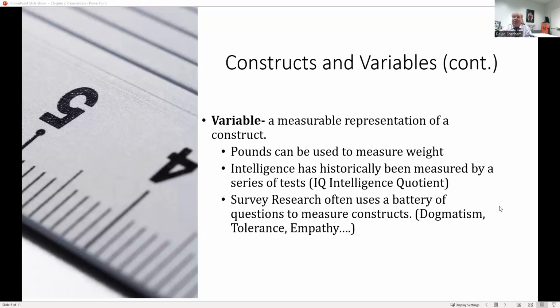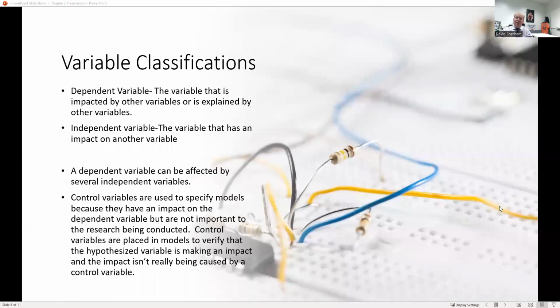And we typically call constructs variables. That's typical in social science, but that's not what the terminology uses in the textbook. So I just want to make sure that was clear.